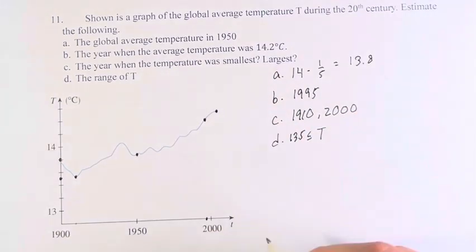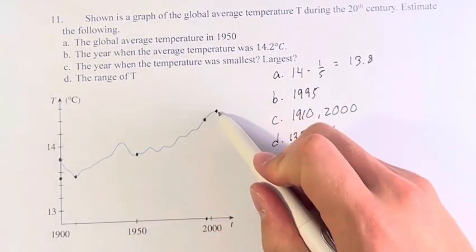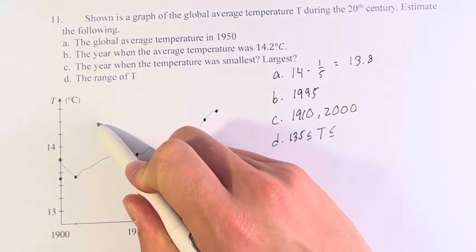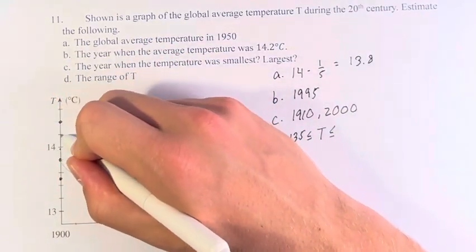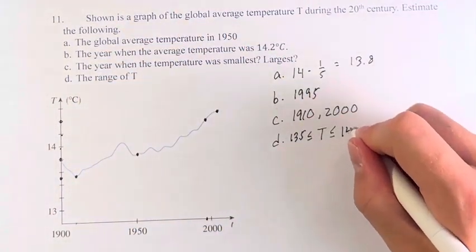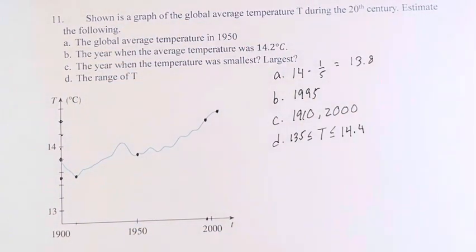So that's our lowest, and it goes up to this point, which if we go across, corresponds roughly with this point right here: 14, 14.2, 14.4. So that is the range of T, and that is your final answer.